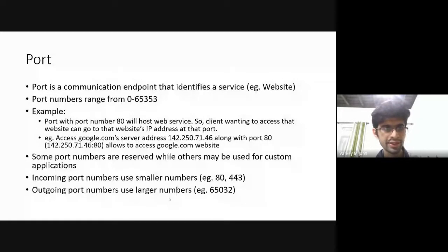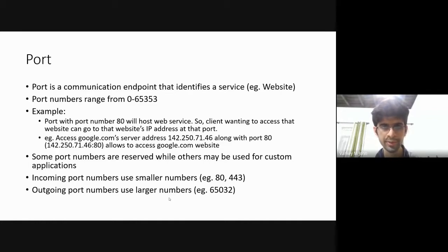So for services, you need to connect to a particular service. Let's say there's a device which has multiple services hosted on it. Like a website, a game server, a file server, and a mail server hosted on it. But you don't want to access everything. You just want to access just the website or just the game. So you want to access only that particular service.